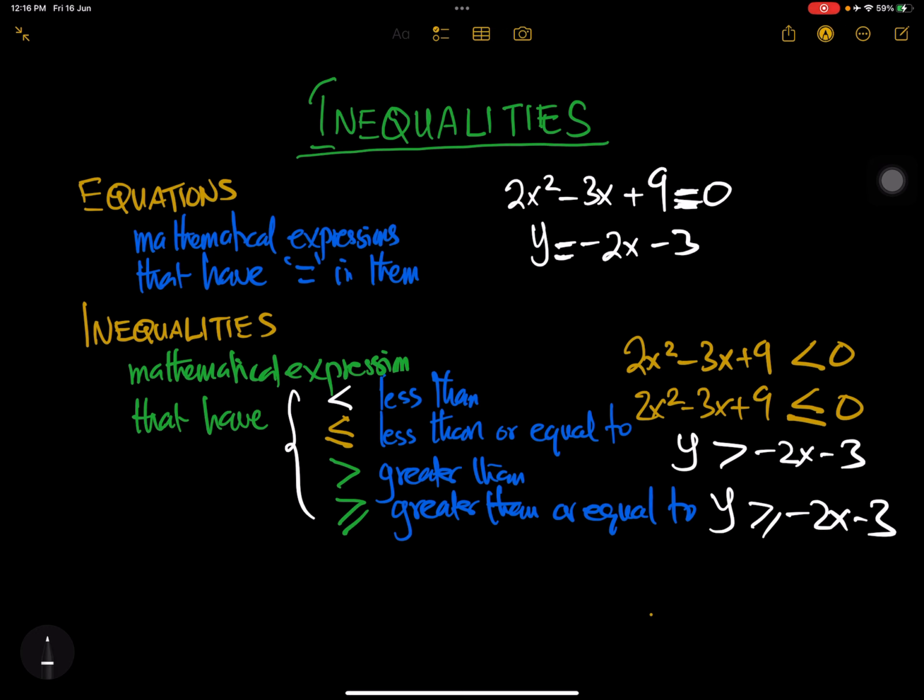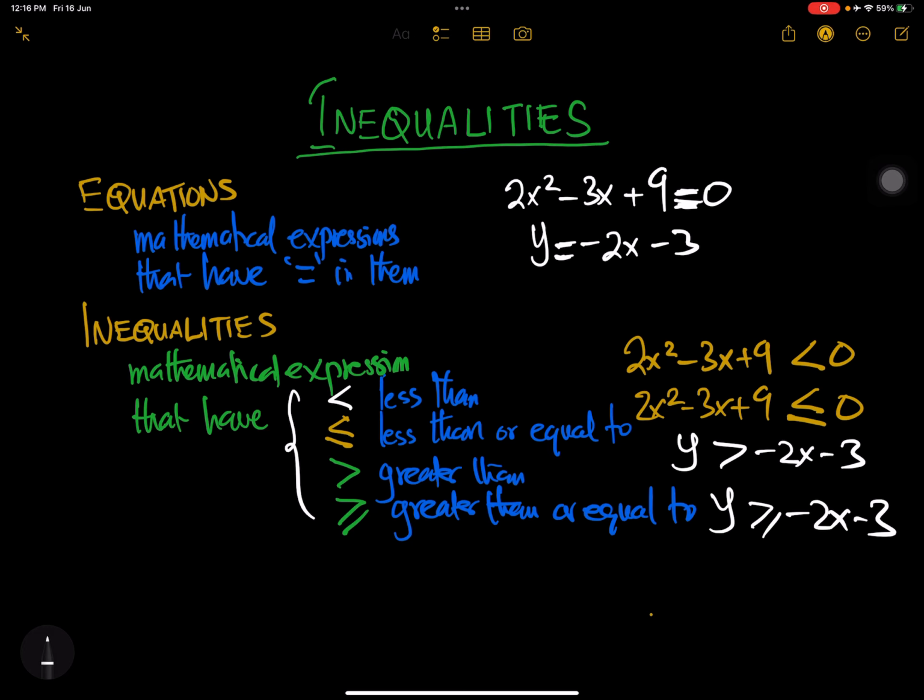Those are the circumstances where we can find these signs, and that makes it an inequality rather than an equation problem. So I hope you've seen the difference so far. With equations, you only find equal to signs in them, but with inequalities, you find the less than sign in there. You can also sometimes find less than or equal to, greater than, or greater than or equal to signs there.